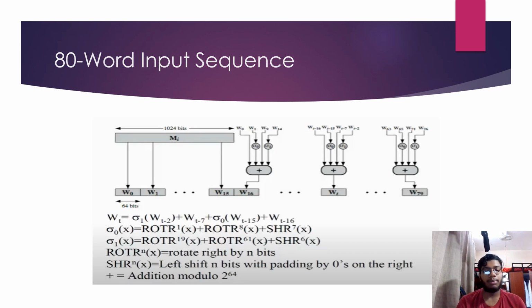It is sigma 1 of word t minus 2, plus word t minus 7, plus sigma 0 of word t minus 15, plus word t minus 16. Here the plus denotes addition modulo 2 to the 64. That is the operation used here. So what are sigma 0 and sigma 1, and what are the internal operations?